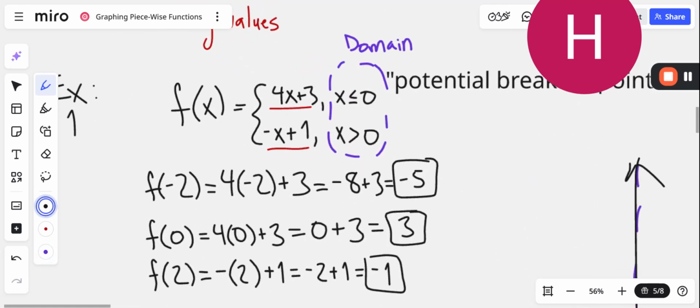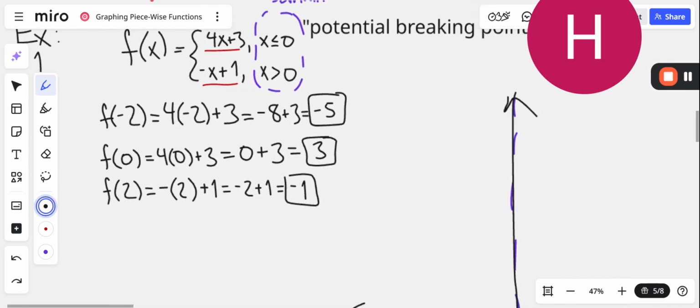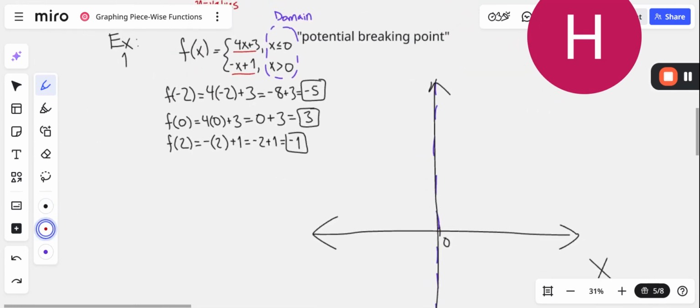So let's get graphing this. This says that we're going to graph 4x plus 3, which is just a line with a slope of 4. We're going to graph that whenever x is less than or equal to 0. Now, if we wanted to sketch the graph, we would just draw a line with a slope of 4, and it would go through 1, 2, 3. It would go through this point, that's the y-intercept, and do something like that and go forever.